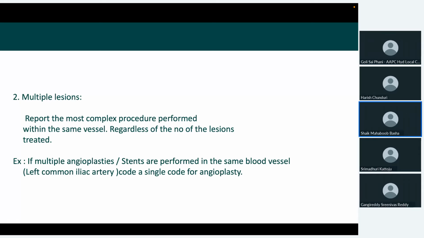So the coding guideline says the intervention CPT will be given based on the number of blood vessels intervened, not based on the number of interventions. For example, if in a single blood vessel they do multiple interventions, then hierarchy wise, whichever is more complex will be coded. The less complex ones will be included in the more complex procedure.